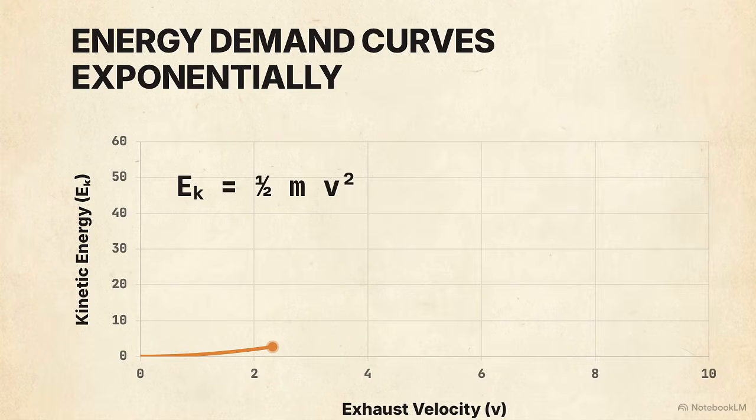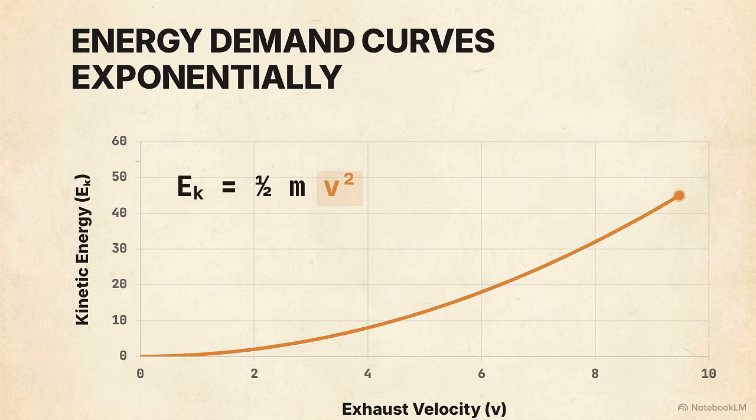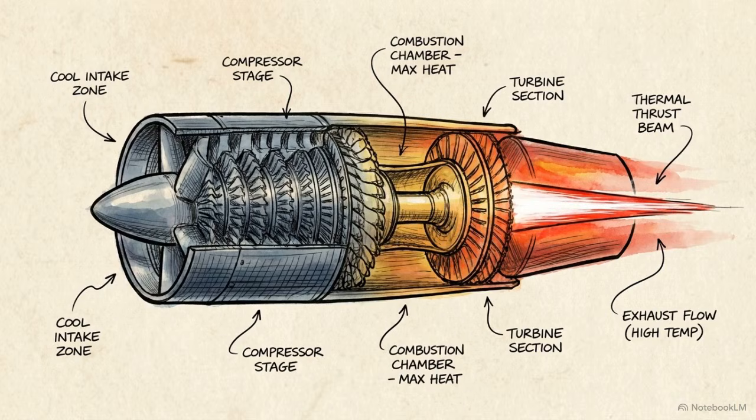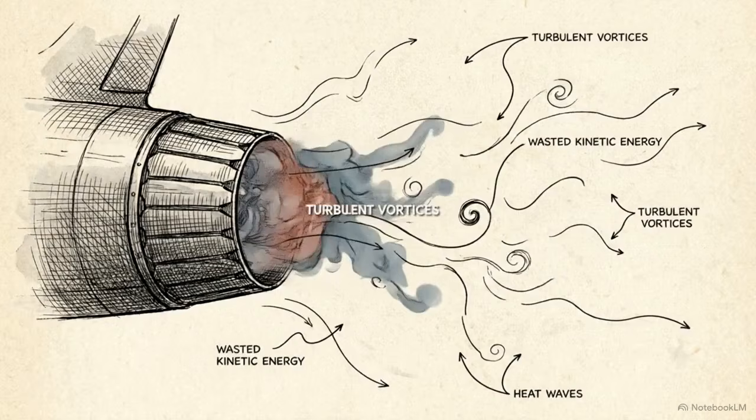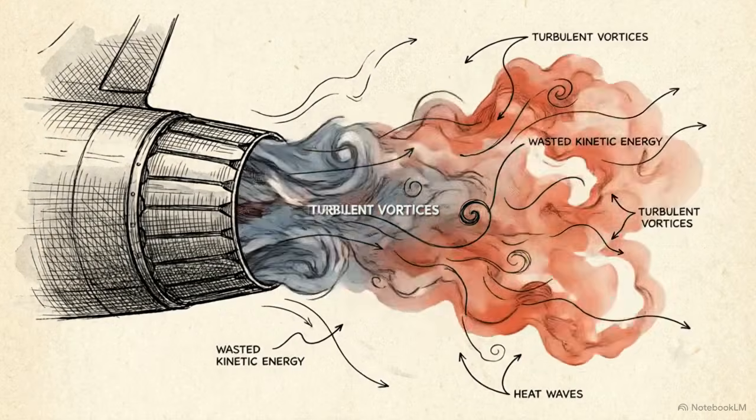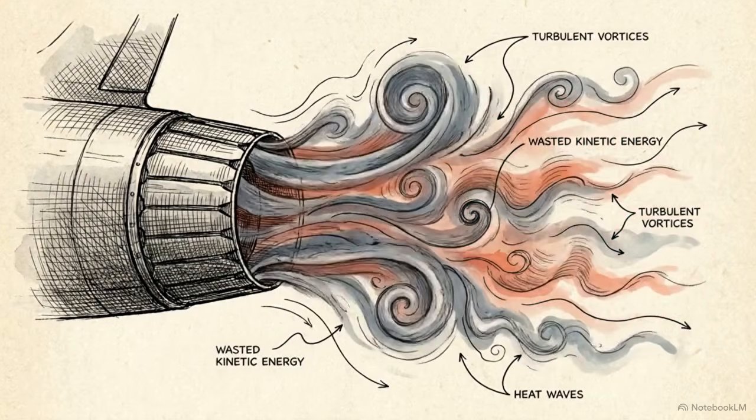As the velocity of the gas increases, the kinetic energy required does not scale linearly. Because the velocity term is squared, the energy demand curves exponentially. Forcibly accelerating a small mass of working fluid to supersonic velocities expends massive amounts of energy that never translates into forward momentum. Instead, it gets dumped directly into the atmosphere as waste heat and turbulent wake.